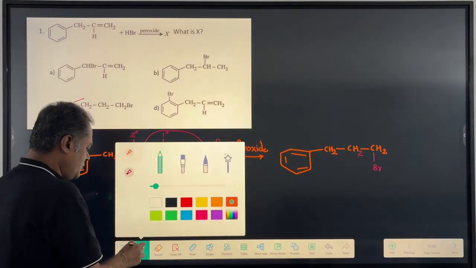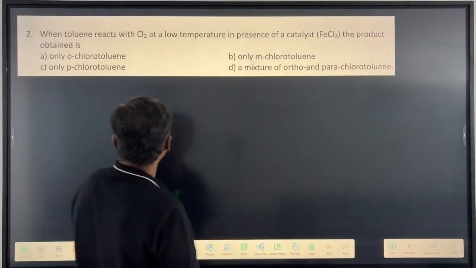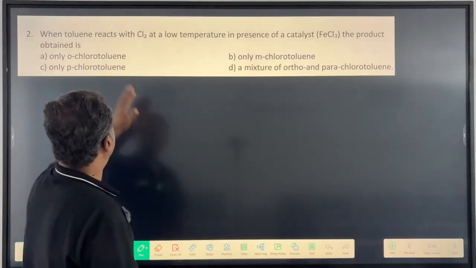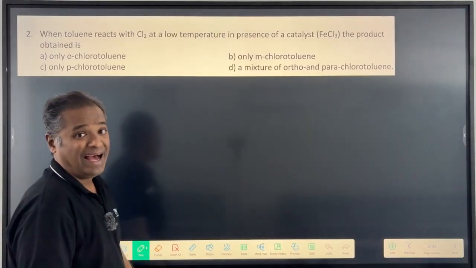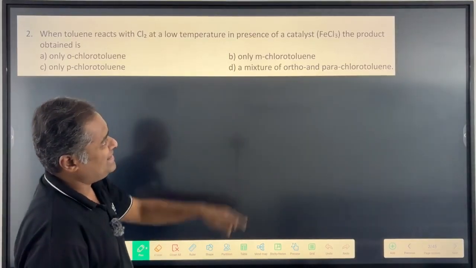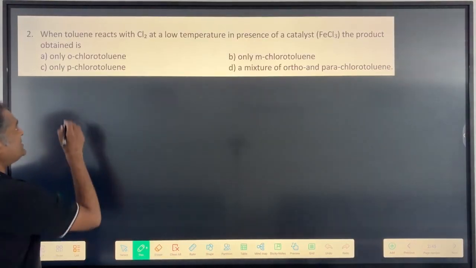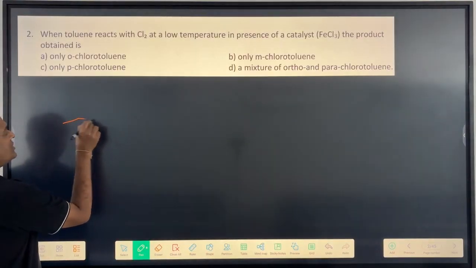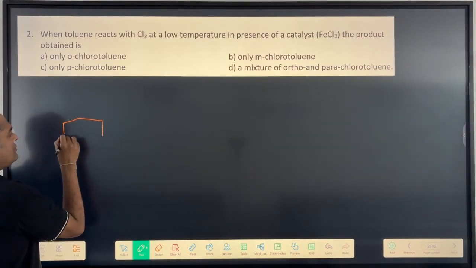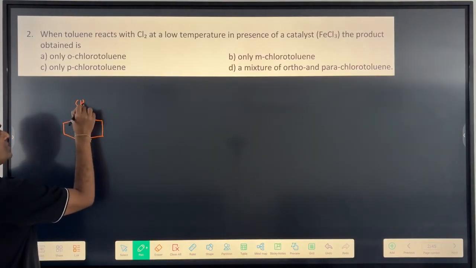So here the next question on the screen is: when toluene reacts with chlorine at a low temperature in the presence of catalyst FeCl3, the product obtained is what? Now child, let's see what a toluene is. I have written over here a benzene unit having a CH3. Can I call it toluene?